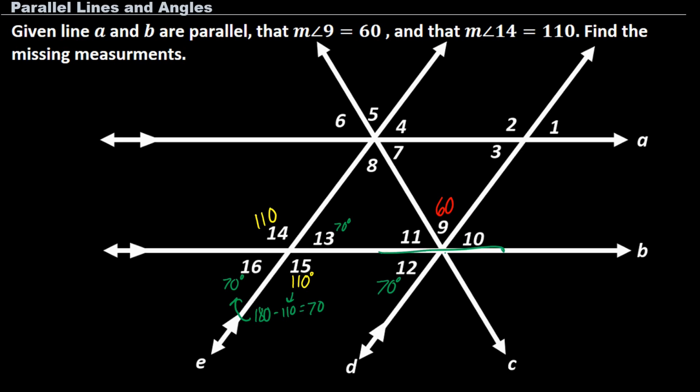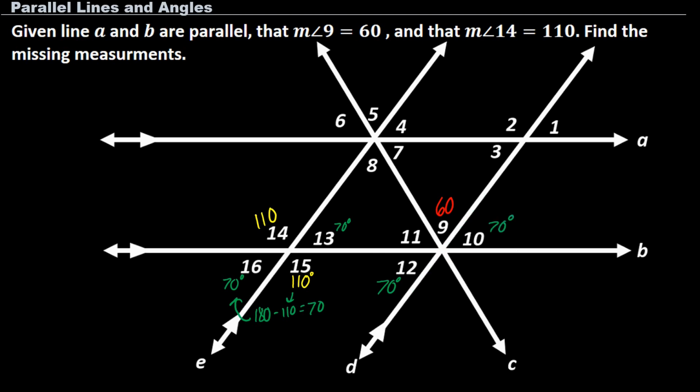And if we look at just those two lines, angle 12 and angle 10 are perfectly fit between these two lines intersecting, which means angle 12 and 10 are vertical, which means 10 is also 70 degrees.